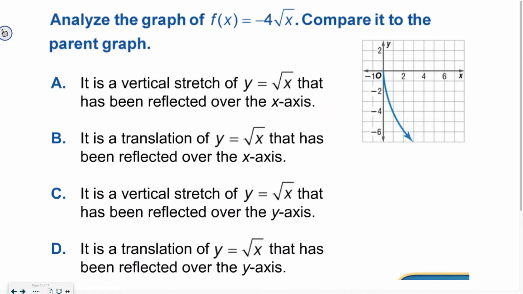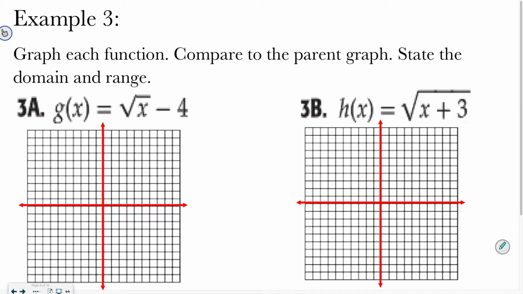Why don't you go ahead and take a look at this problem and see if you can figure it out. Good luck. Hopefully you ended up with letter A as your answer, that it's a vertical stretch and that it has been reflected over the x-axis.